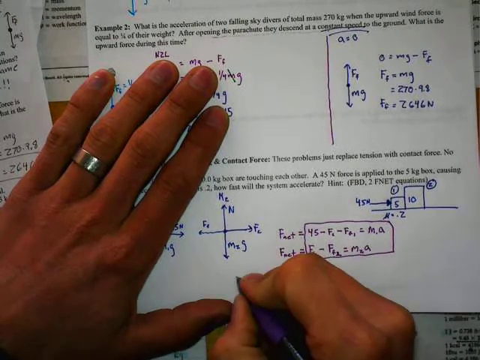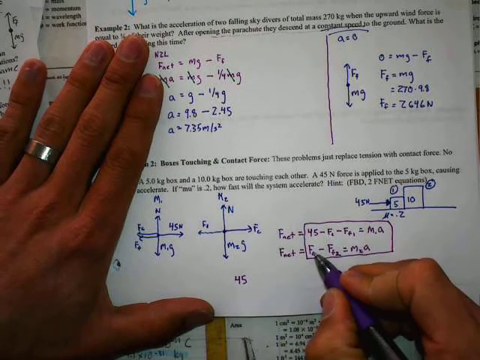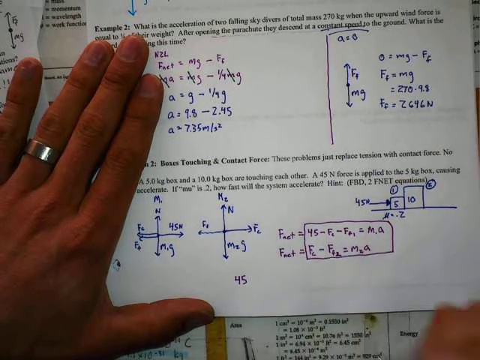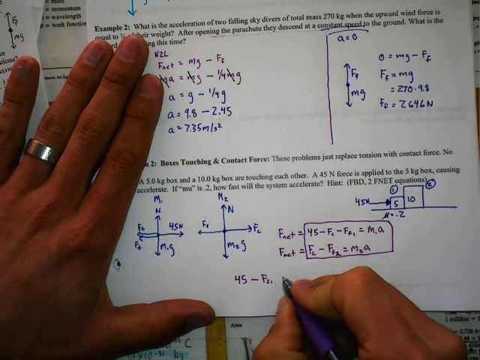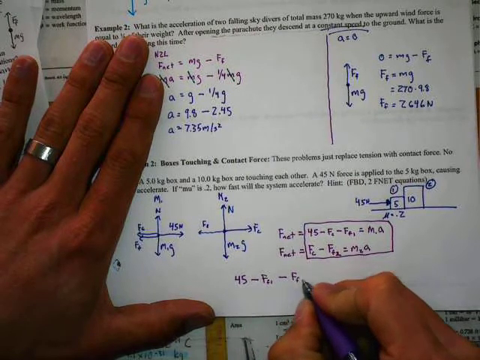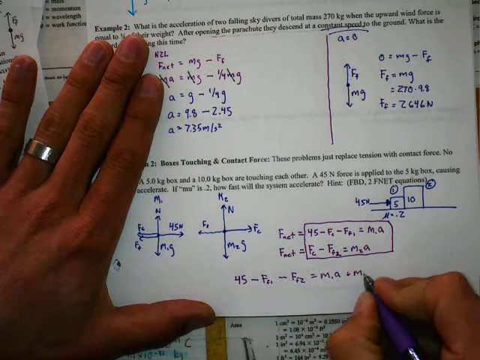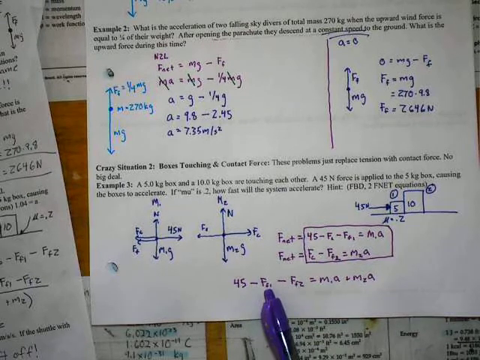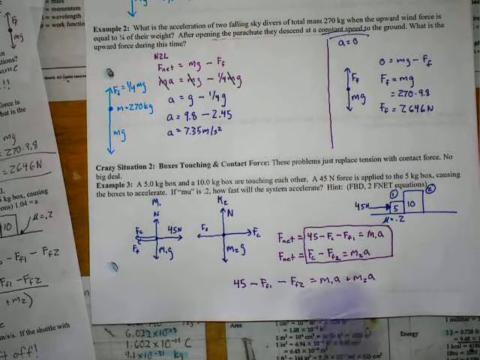Okay, so I've got 45 minus the force of contact plus force of contact. So these actually cancel. So minus FC and a plus FC. I'm not even going to write them down. I've got 45 minus force of friction 1 minus force of friction 2 equals M1A plus M2A. All right. Now all I have to do is use the friction equation for block 1, friction equation for block 2, and do a little bit of algebraic manipulation, and I'll get the acceleration.